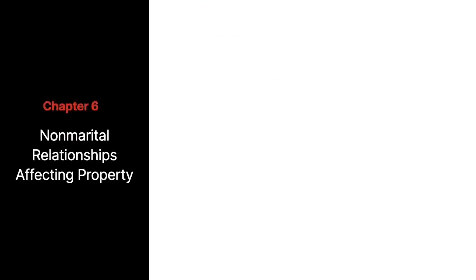After you've explored the rights and obligations associated with marriage, Chapter 6 wraps up the course by introducing some non-marital relationship types that have implications for property rights. First, the chapter addresses registered domestic partnerships, which are another type of legally recognized relationship governed by statute.